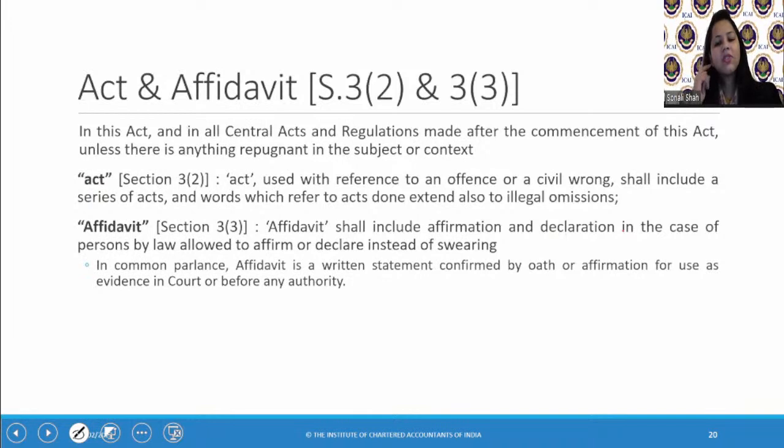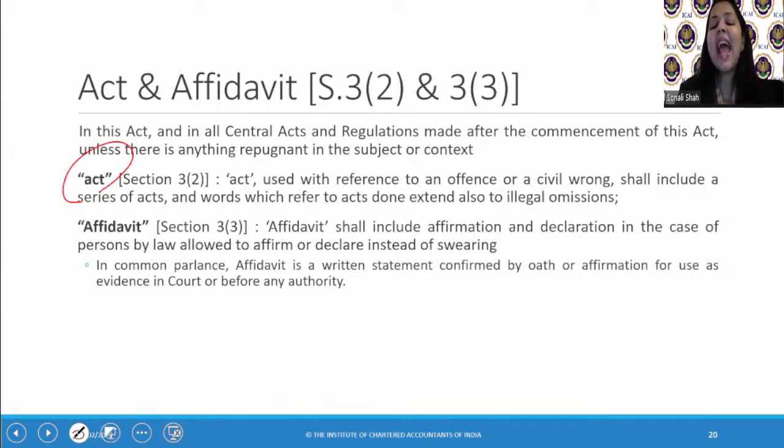So the definitions of certain key and important terms, I'm not taking each and every definition, but I'm definitely taking the ones that are technical in nature and that I really need to explain to you in the class. So when you see the word act that has been defined here, pay attention, it is small a, not a capital A. When it is a capital ACT, that means we are talking about the law, the legislation. Here the small act that we are talking about means an offense, an act.